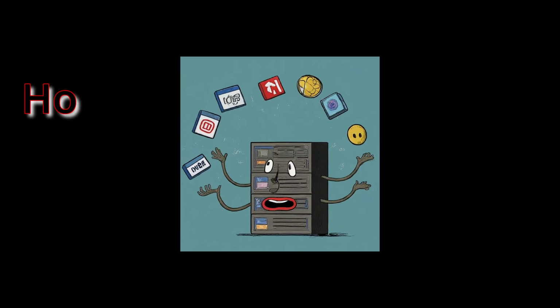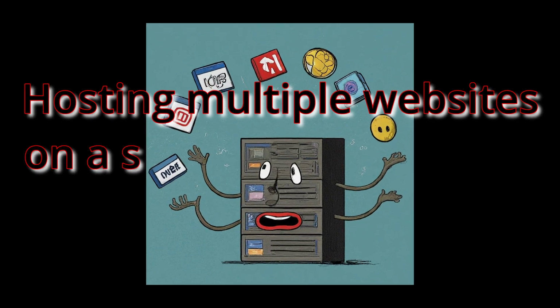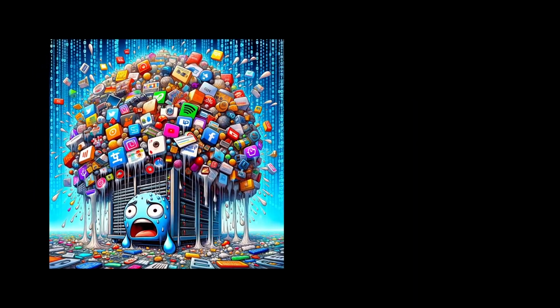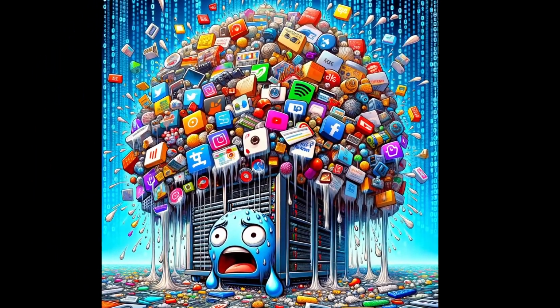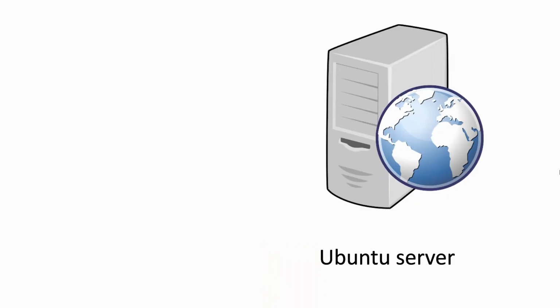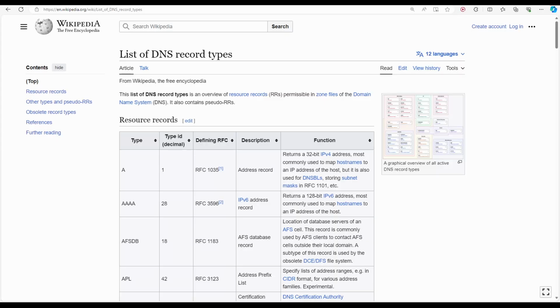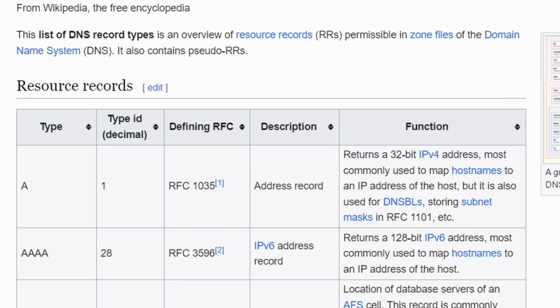Let's see how we can host multiple websites on a single Ubuntu server using Nginx. This method relies on the domains of the different websites, and I already have two domains pointing to the IP of my server. This can be done where you manage your domains by adding an A record.